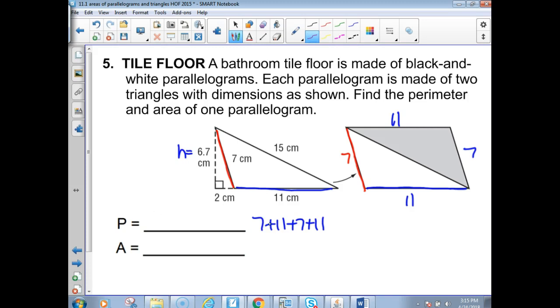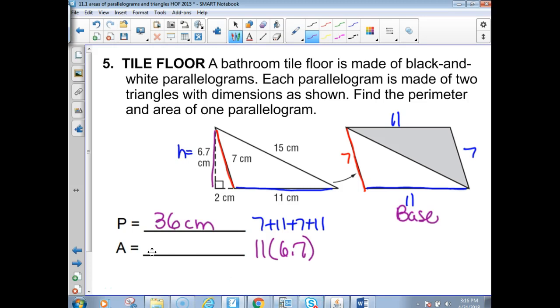All right, anyway, 7, that's 18 and 18, 36 centimeters for my perimeter. All right, now to do my area, I just need to know the height is the 6.7 and the base is 11. So we just need to do 11 times 6.7.